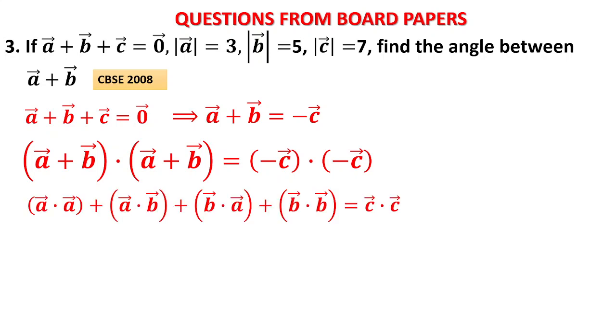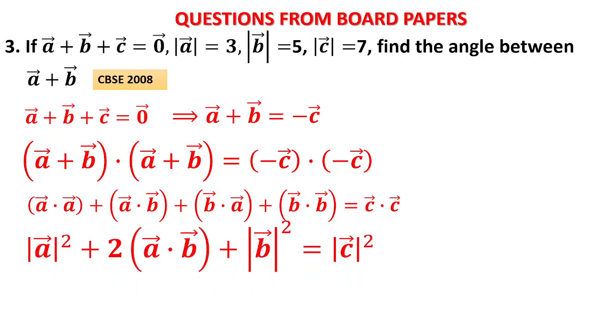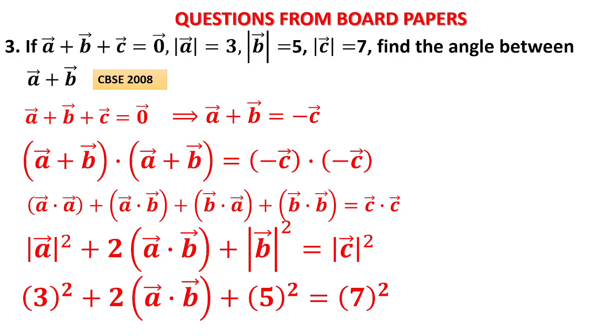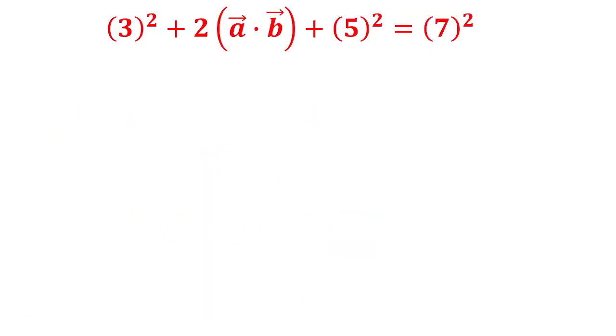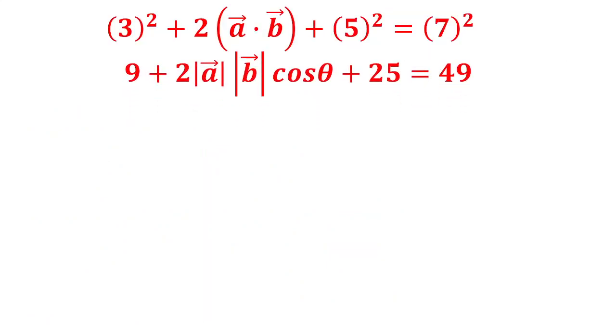Once again it will be the magnitude of it. Anyway, I am showing you by expanding. When you expand it, it will be magnitude of a squared plus 2 times a dot b plus magnitude of b squared, and on the right hand side magnitude of c squared. Now the values given in the question, we will substitute: 3 squared plus 2 into a dot b plus 5 squared is equal to 7 squared. Continue. Therefore we collect all the constants.